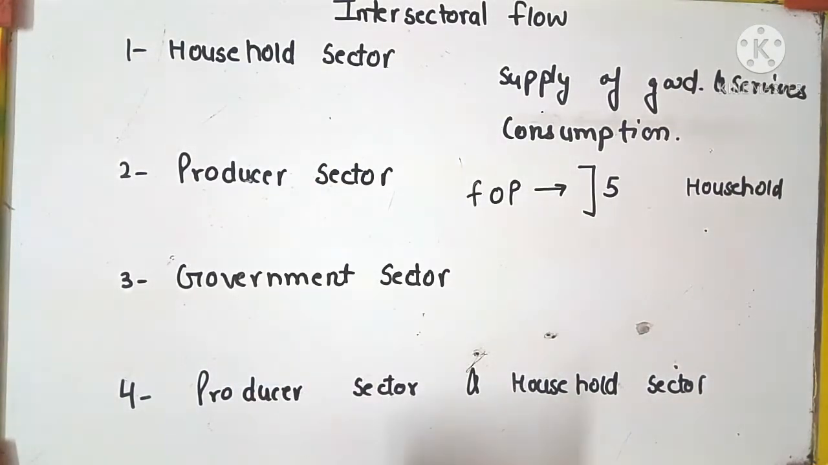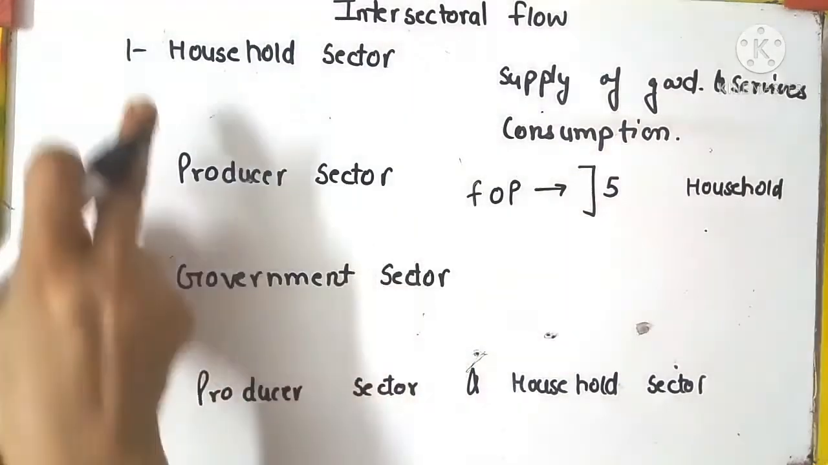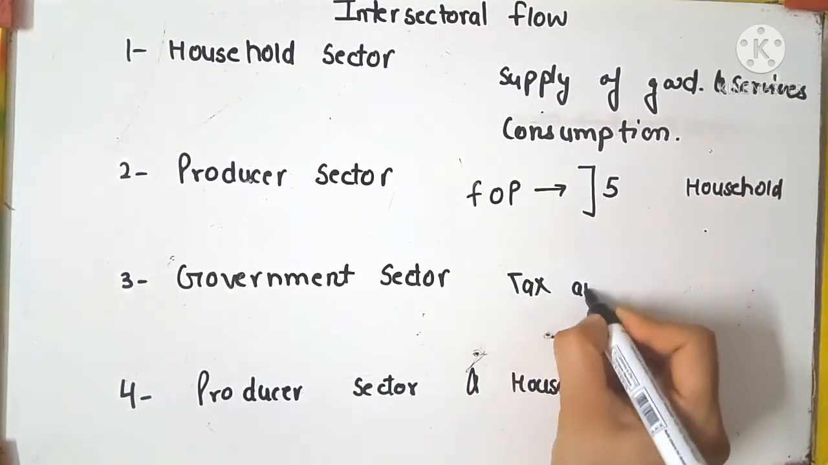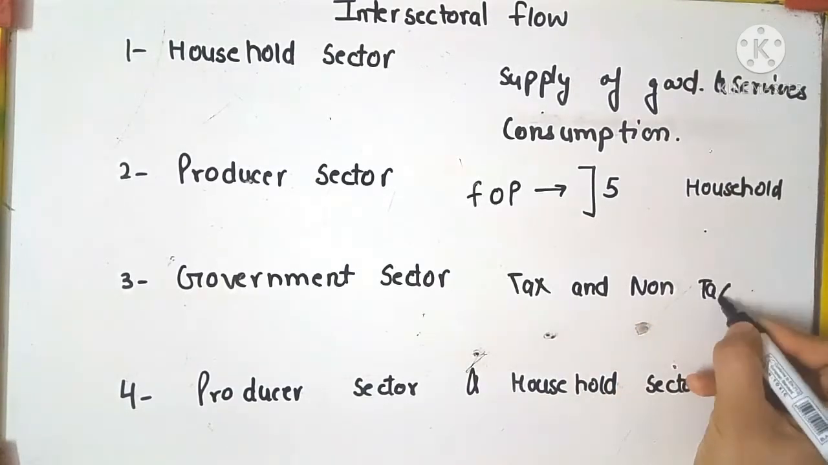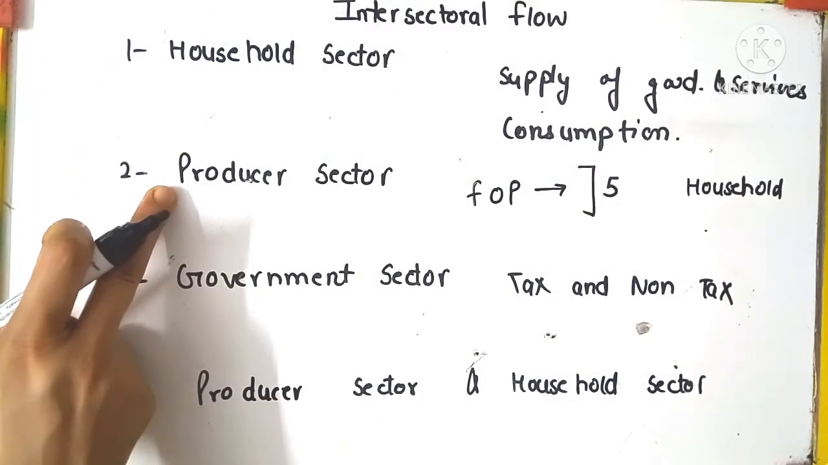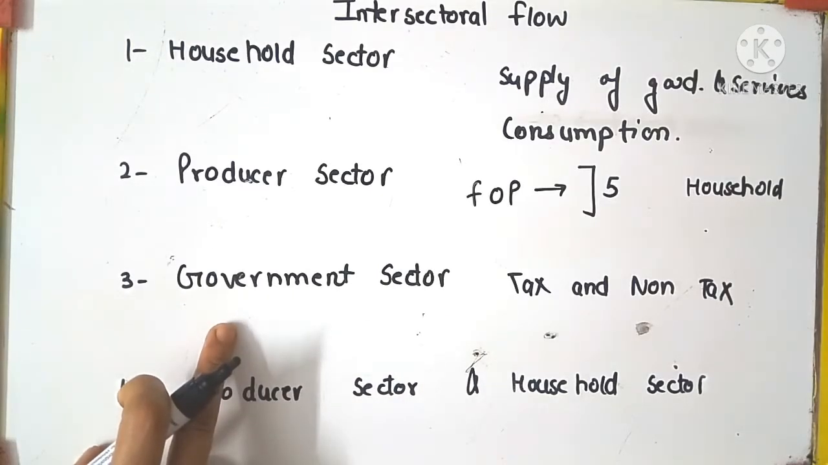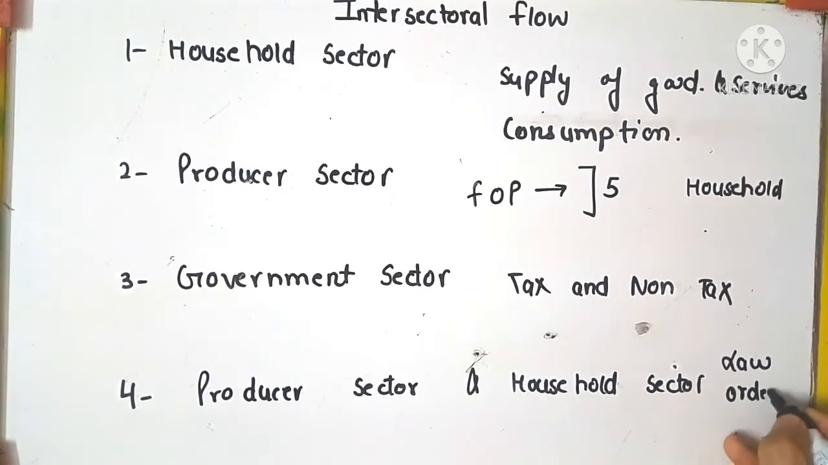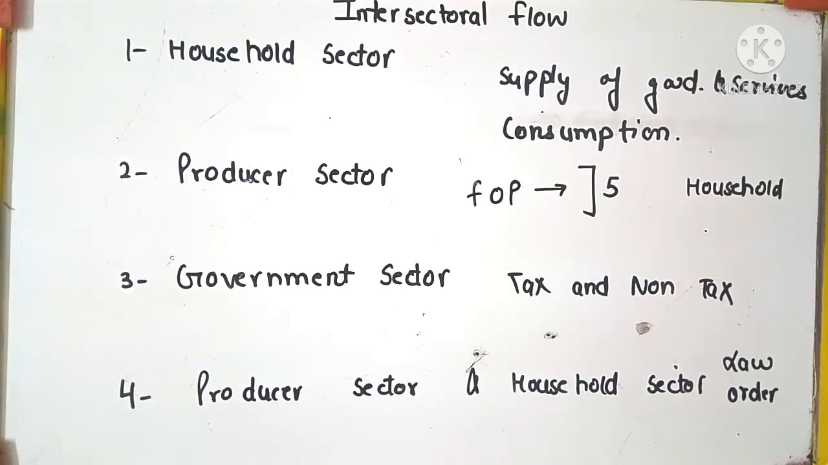Now the third one, the government sector. The government sector also depends upon the household and producer sector, as both these sectors provide tax and non-tax revenue, or we can say income, to the government. Now the fourth thing: these two sectors also depend upon the government sector for administrative services, any law, any order, any rules, any regulation. All are provided by the government, and the producer and household sectors depend upon the government sector.